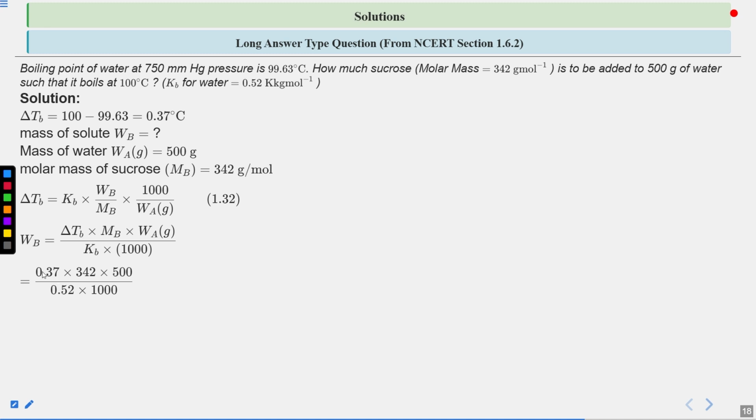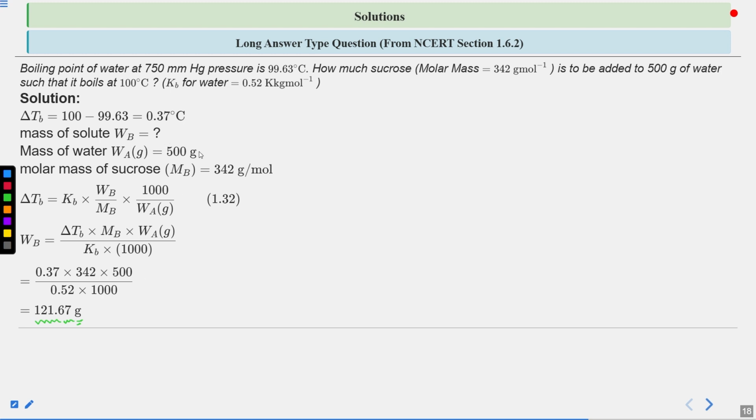When you put the values, it will be 0.37 times 342 times 500 divided by 0.52 times 1000. And when you solve this fraction, it will be equal to 121.67 gram, or 121.7 gram. Okay, generally it is asked like this, but you can write either 121.67 or 121.7 after the decimal. So this will be the whole explanation or the correct way of solving the question.